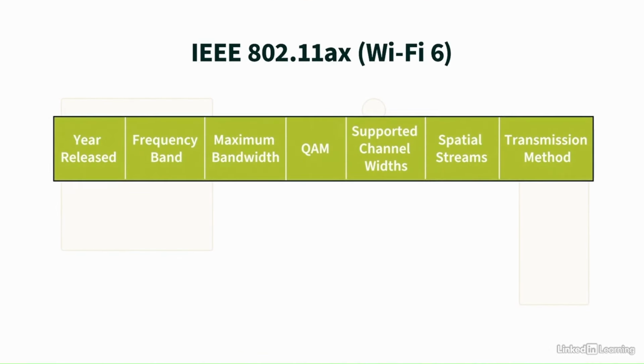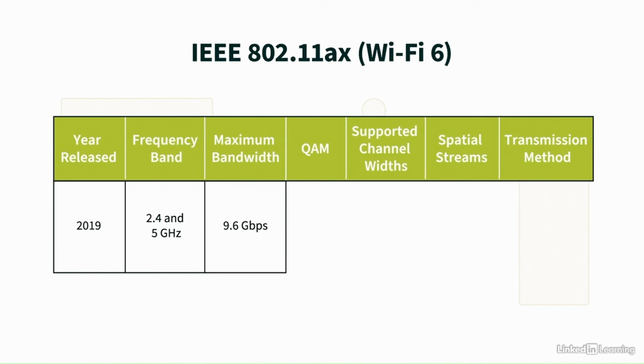We talked earlier in this course about how two frequency bands that wireless networks use are the 2.4 and 5 gigahertz bands. Well, Wi-Fi 6 still supports both of those bands, and it gives us a theoretical throughput of 9.6 gigabits per second. Compare that to its predecessor, 802.11ac, which had a theoretical throughput of 3.5 gigabits per second, and that was a huge improvement over 802.11n, which had a theoretical maximum throughput of only 150 megabits per second.